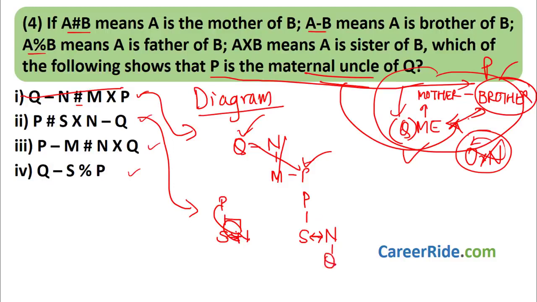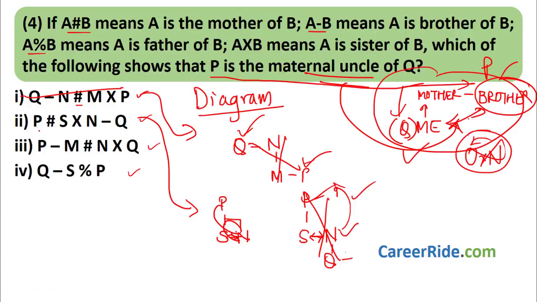Now uncle is only one generation ahead. Here P and Q are two generations apart. Q to this is one generation, this to this is another generation. So this is not the answer. Another way we could have cancelled this relation is, what do we want? P is maternal uncle, that means P is male.